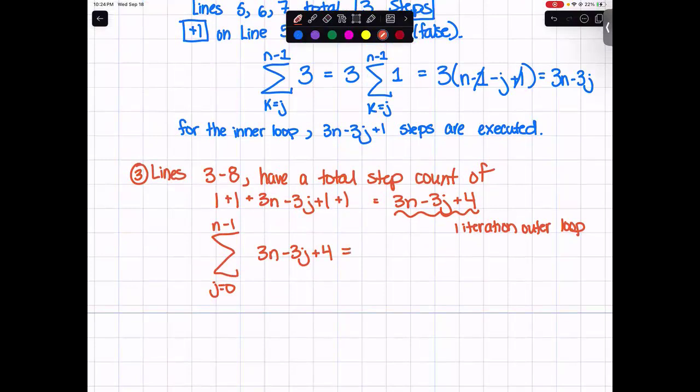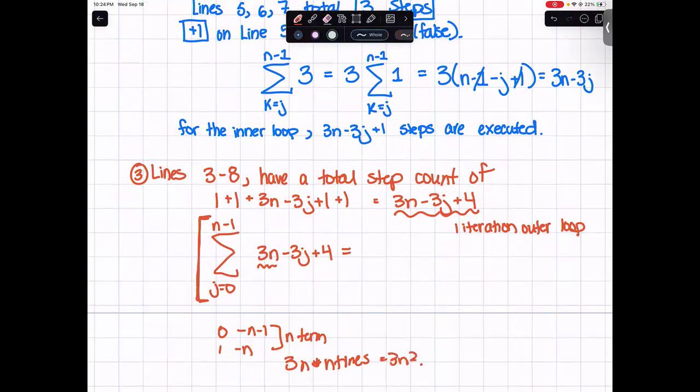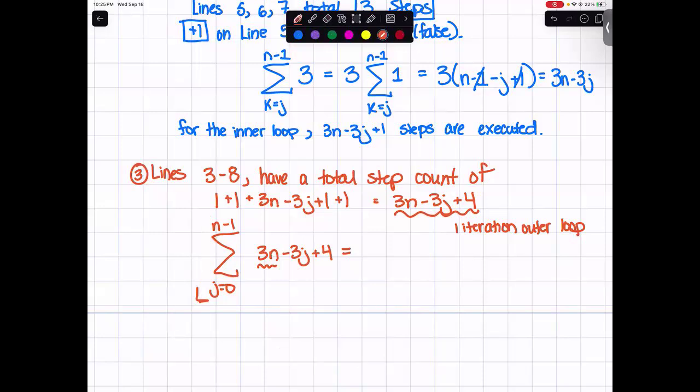Imagine for a second what this 3n actually means when you're in here. We're basically saying that we have to keep adding 3n over and over again n times. A reminder that 0 to n minus 1 is the same as 1 to n, so that's n terms. So if we do 3n times n times, we're going to end up with 3n squared. That's an important thing to be able to see, because if we can see that, we can understand why we can do something like this.